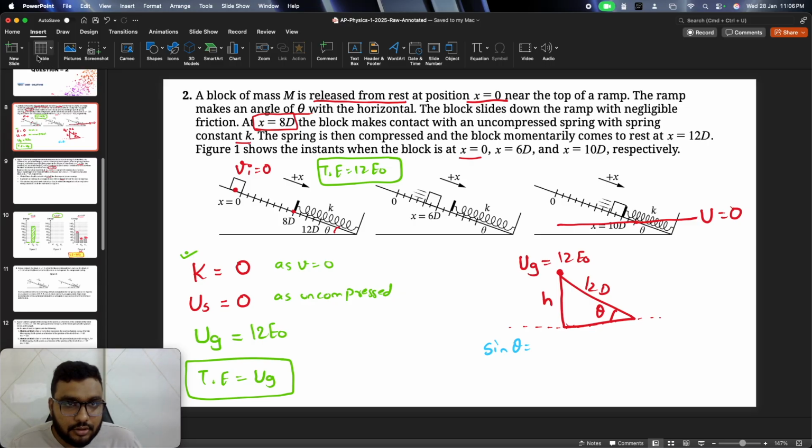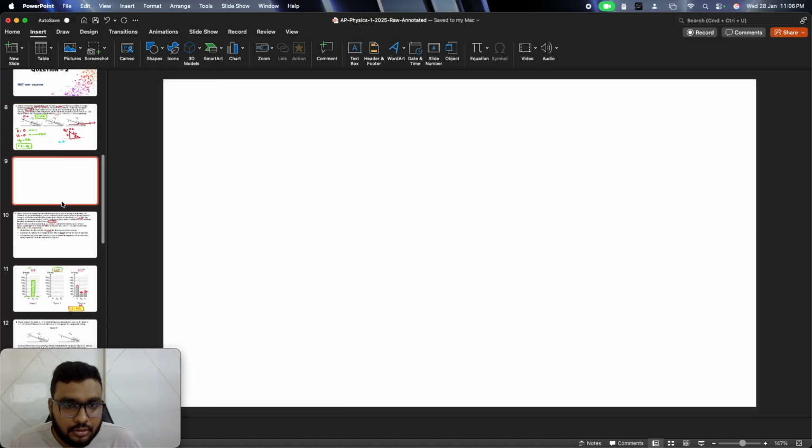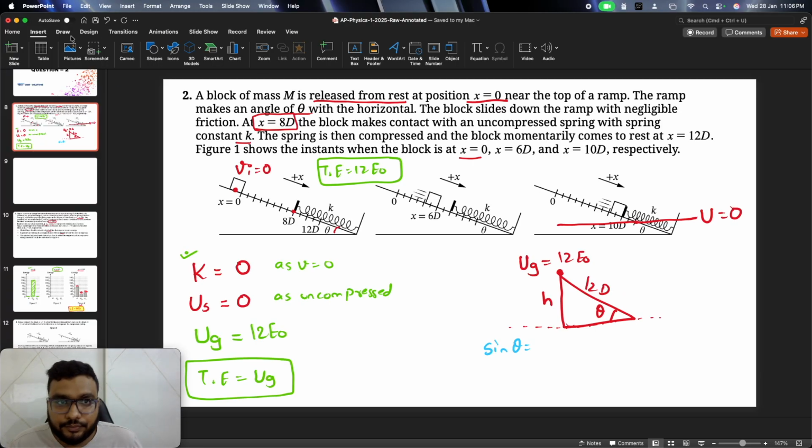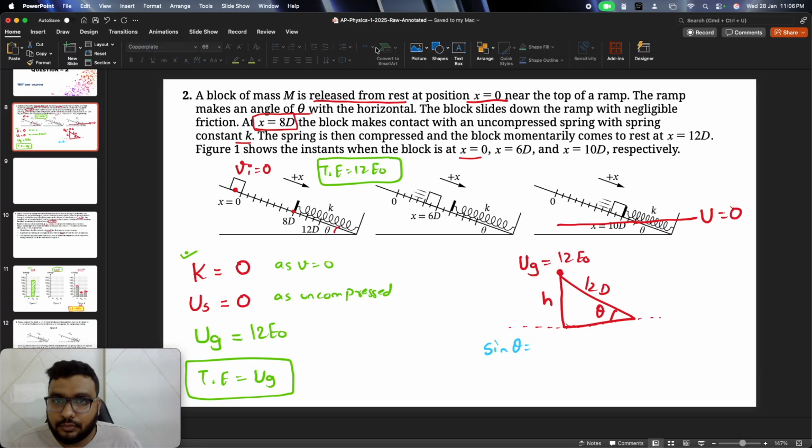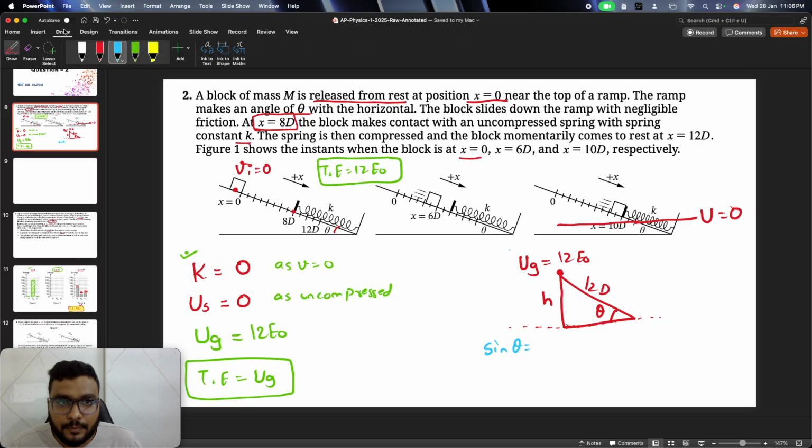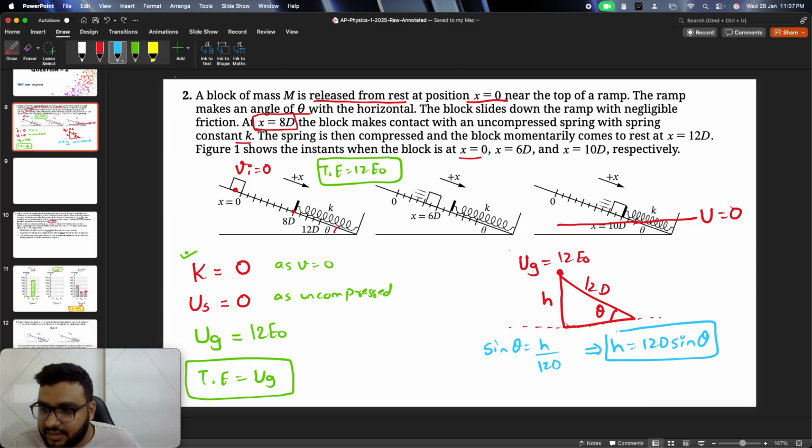I will just insert a new page. Sine theta is equal to what? We have h upon 12d. So I can say that the value of the height h is nothing but 12d sine theta.